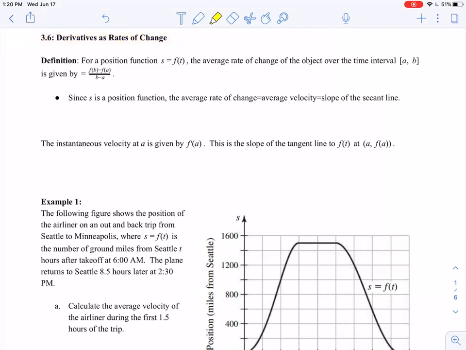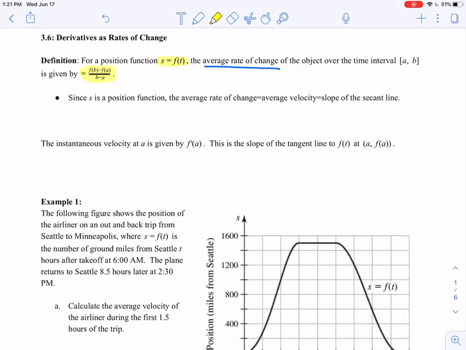So if we're working with a position function, s equals f of t, the average rate of change of the object over an interval [a, b] is simply given by (f(b) minus f(a)) over (b minus a). This is not a new formula. We saw this way back in 2.1, and at the end of the day, that's really just the slope formula. But we're thinking about this through the lens of position. So s is a position function.